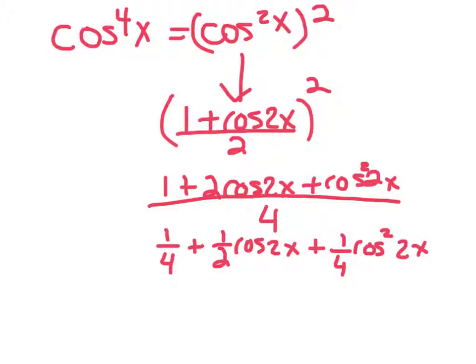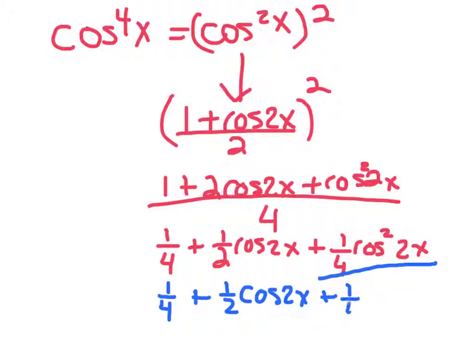And then we would need to apply that power reduction rule again here. So we have this 1/4 and the 1/2 cosine 2x stays the same, but then this becomes 1/4, and using this same power reduction, the cosine squared of 2x becomes 1 plus the cosine of 4x over 2.